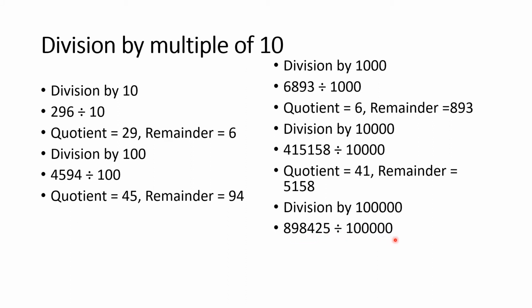8,98,425 divided by 1 lakh. How many zeros are here? Yes, 5 zeros. It means ones, tens, hundred, thousand, 10,000. Up to the 10,000 place we will hide, and the remaining is 8. So 8 is our quotient and the remaining number 98,425 is our remainder. So we can tell directly what the quotient is and what the remainder is.